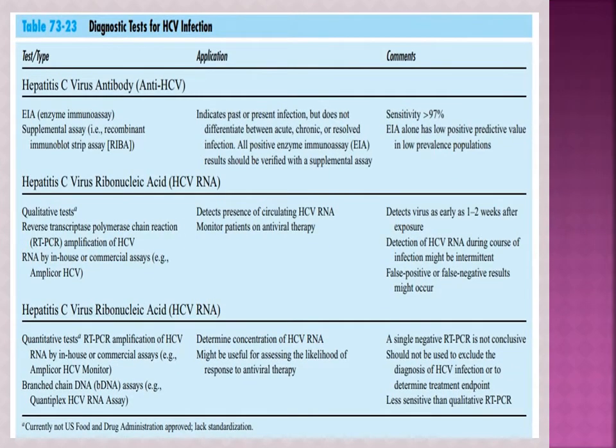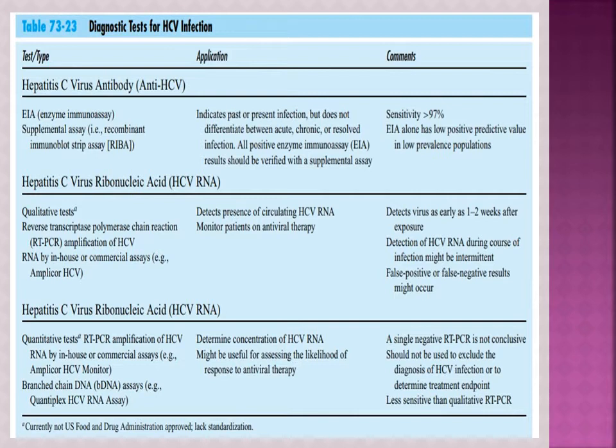This is the diagnostic test for HCV infections versus serological tests, as we have EIA, enzyme immunoassay, or RIBA, recombinant immunoblot strip assay. These tests are very sensitive, or EIA is very sensitive for HCV, but it indicates past or present infection and does not differentiate between acute, chronic, or resolved infections.